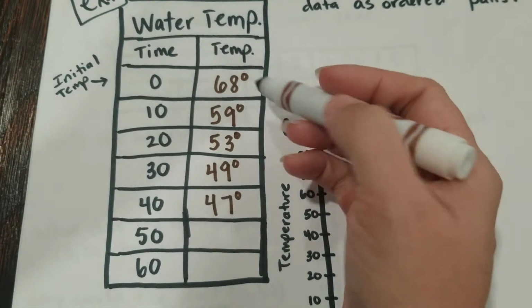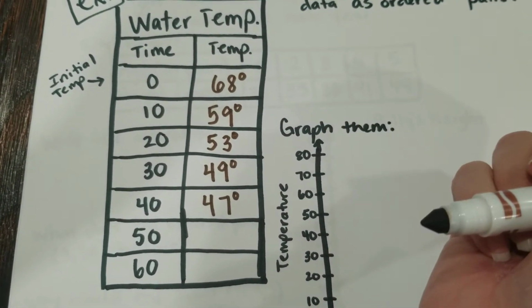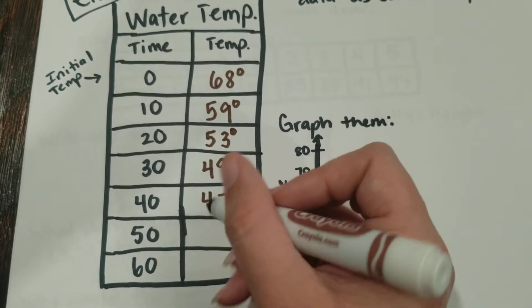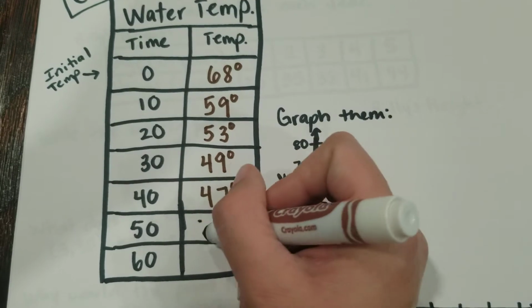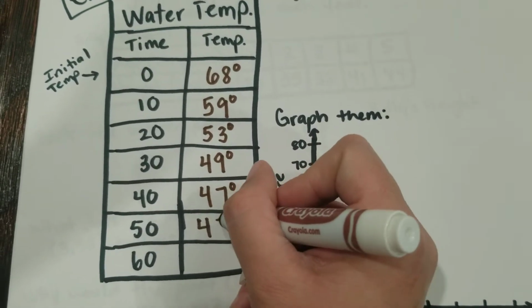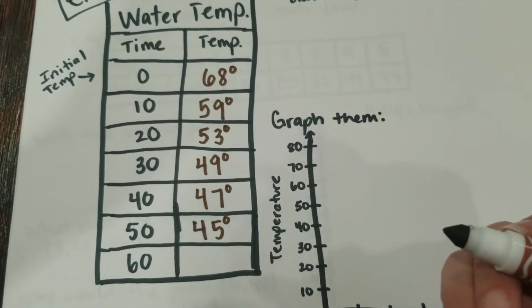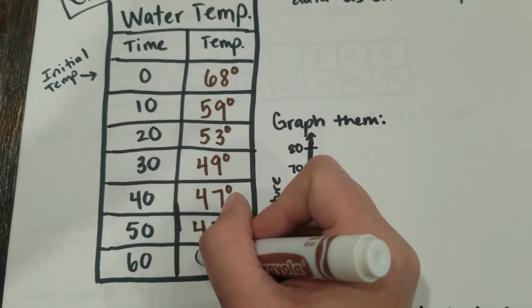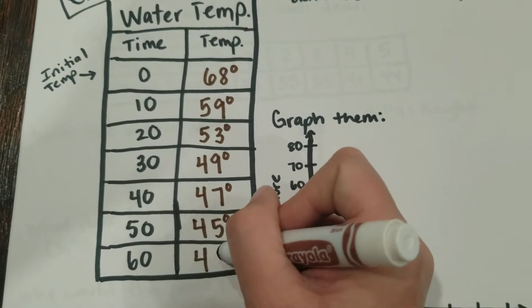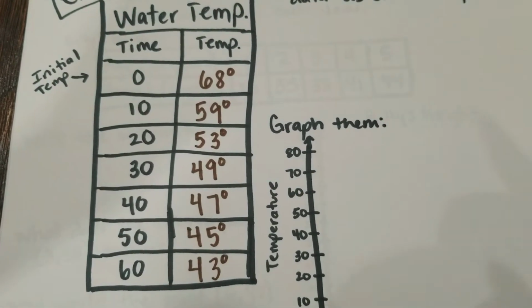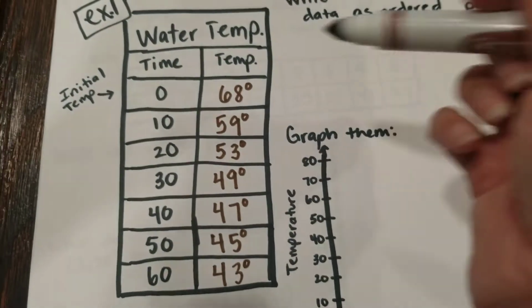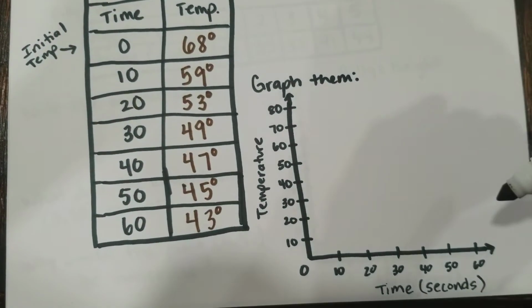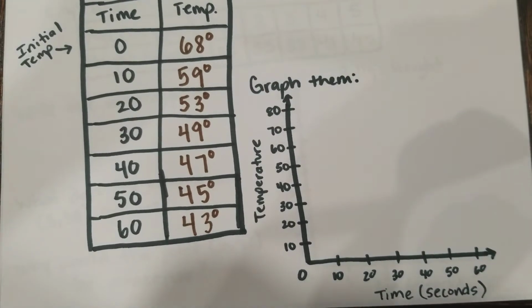Okay, it's getting cooler and cooler because that ice is making that water very cool. Ten seconds go by and they take the temperature again, and now we're at 45 degrees. And then at the end of a whole minute, at the end of 60 seconds, they check the temperature again, and they are at 43 degrees. Okay, so here's our data. So this is data. How can we get this data to go into a coordinate grid?